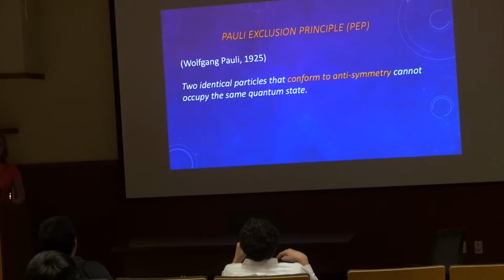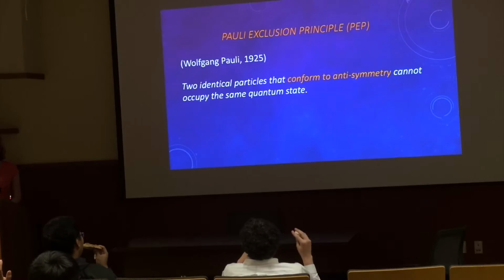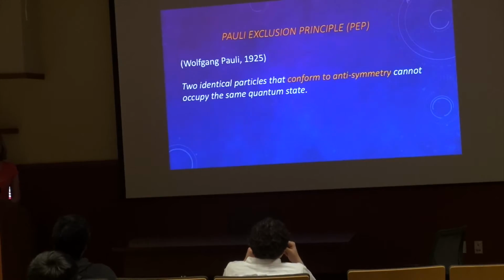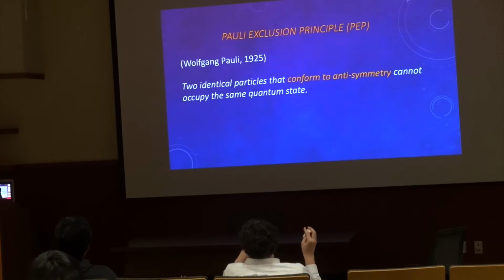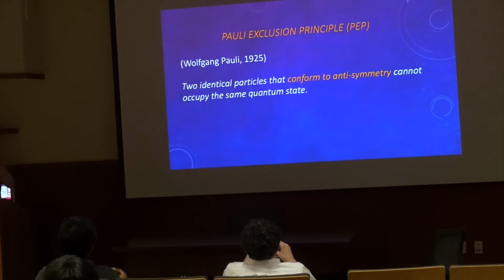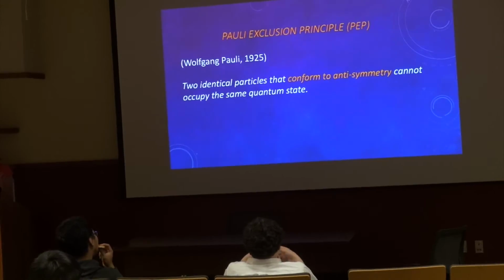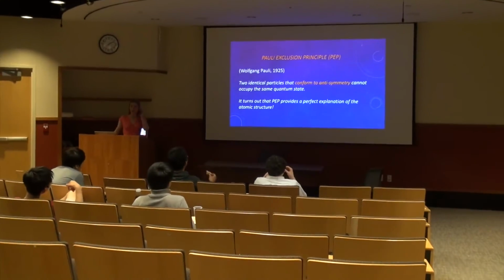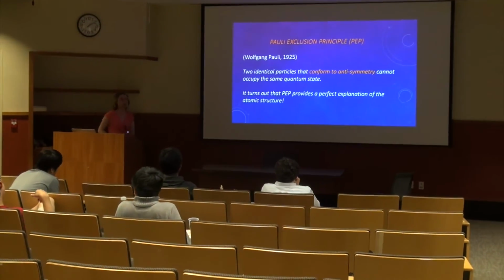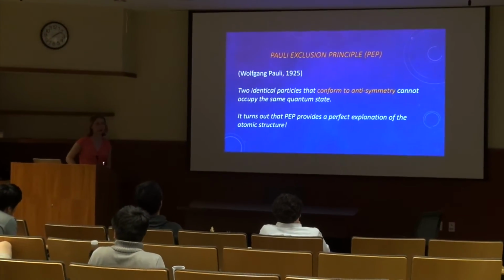How many of you have heard of the Pauli Exclusion Principle? In chemistry, perhaps? Physics? Life? Your free time? What the Pauli Exclusion Principle says is that two identical particles that conform to anti-symmetry cannot occupy the same quantum state. And what we were showing earlier were quantum states. The easiest application of this, which you might have seen before, is to atomic structure.